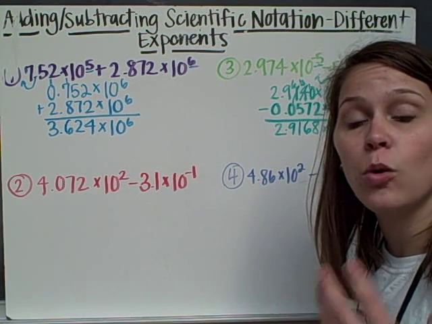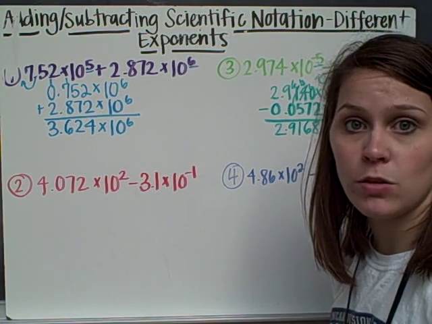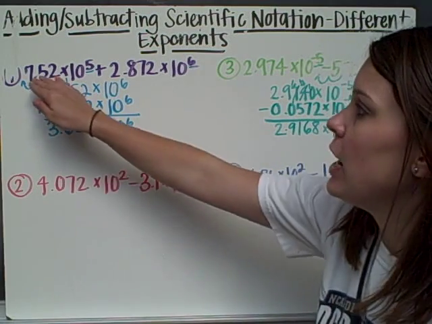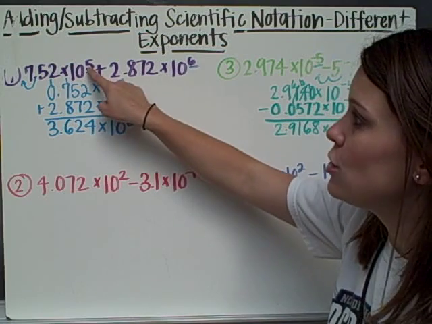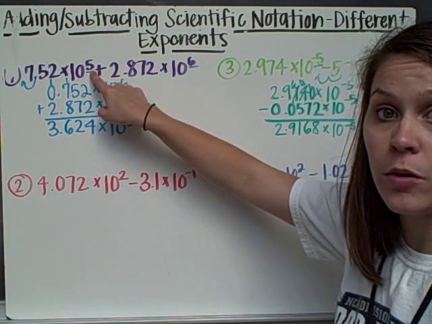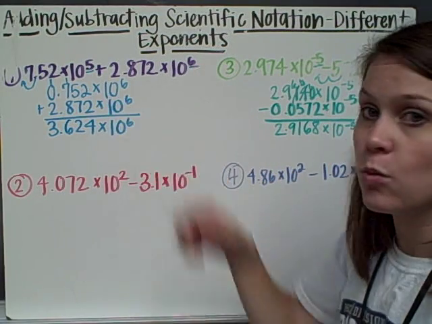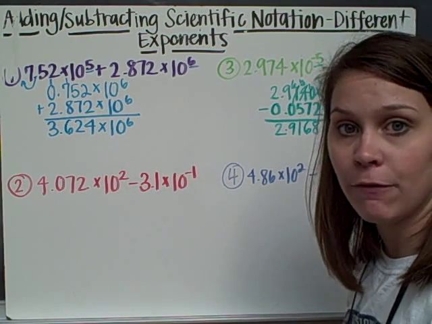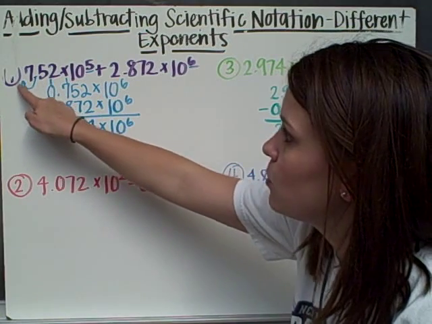So we need to change one of our scientific notations to match the one with the larger exponent. So we need to change this first one. We need to add an exponent to get to match the 6. Well, increasing those exponents, we need to move to the left 1. So we're going to move the decimal 1 to the left.